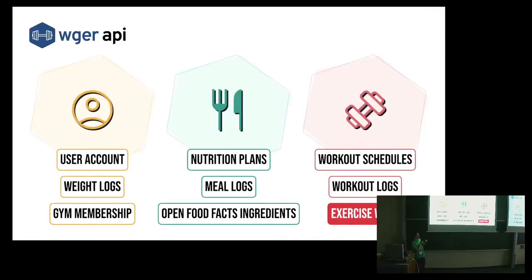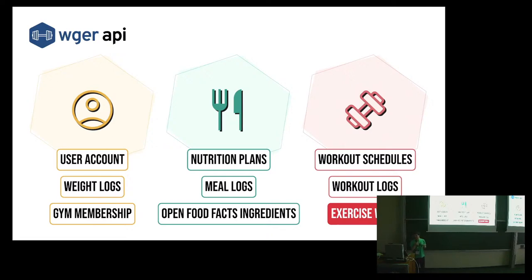So if you look at the wger API, that provides access to all of your workout data and your fitness data that you store in wger. There's a lot of it there. There's workout plans, workout recordings, nutrition plans, meal logs, weight tracking. All of that data is either on your own server, if you do decide to self-host, or on the central wger server. So that's an open API that any app can make use of.